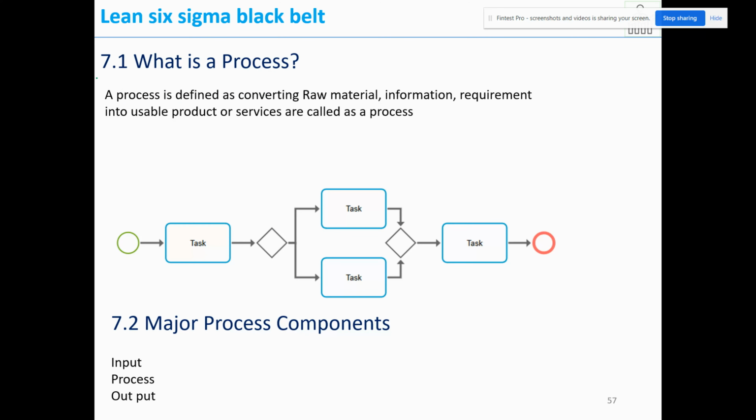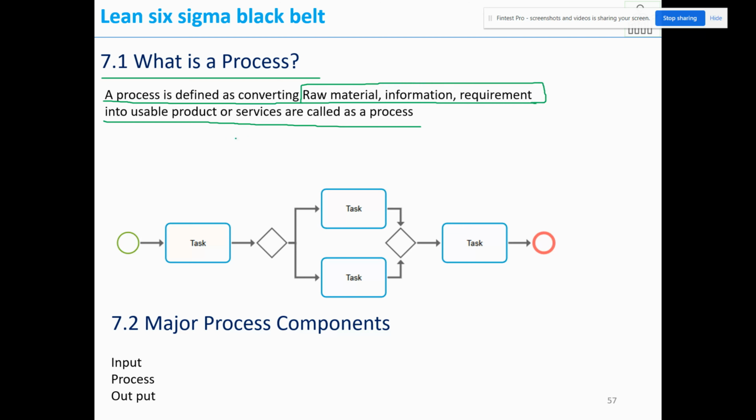What is a process? Let us see the definition. A process is defined as converting raw material, information, and requirements into a usable product or services. So what the process definition is, we are going to convert the raw material, information and requirement into useful product or services. So what are products?